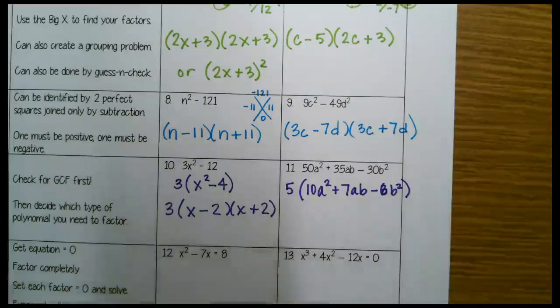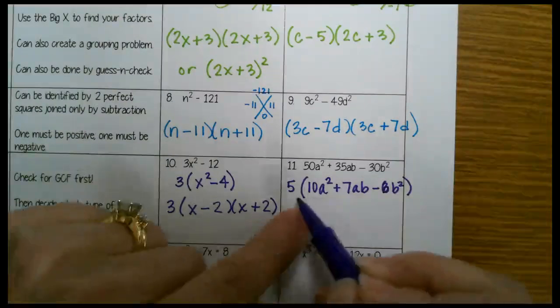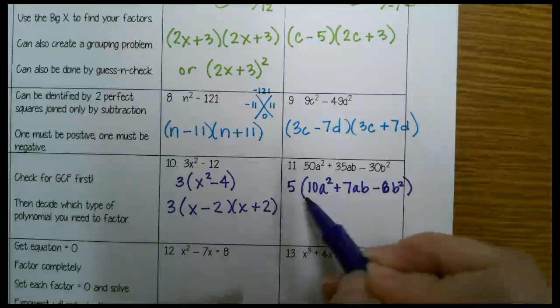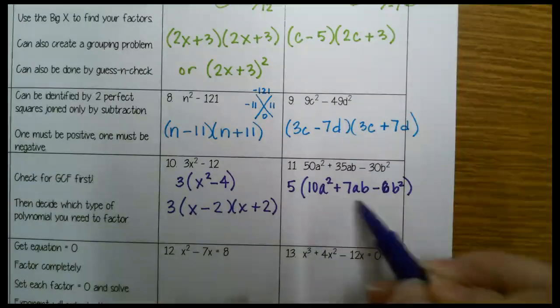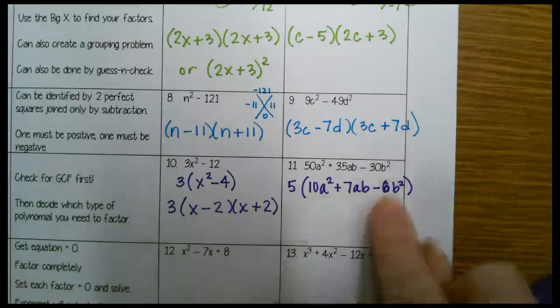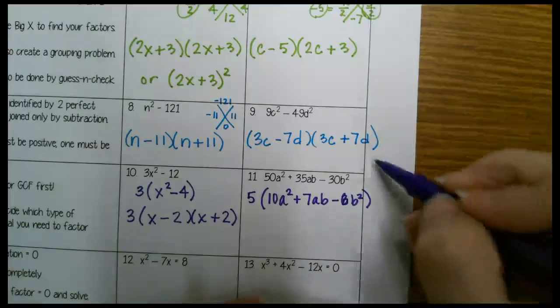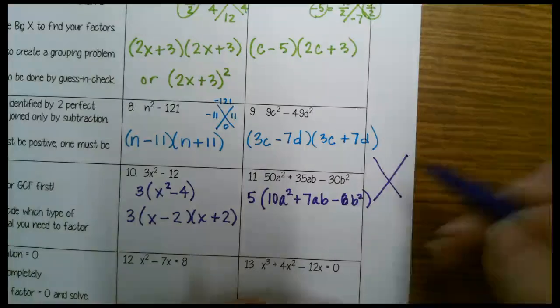Almost wrote 30. All right, so I just factored out a 5. So now I have 10a squared plus 7ab minus 6b squared. Now what I have is a trinomial with a leading coefficient, so I'm going to jump over here and make a big X.